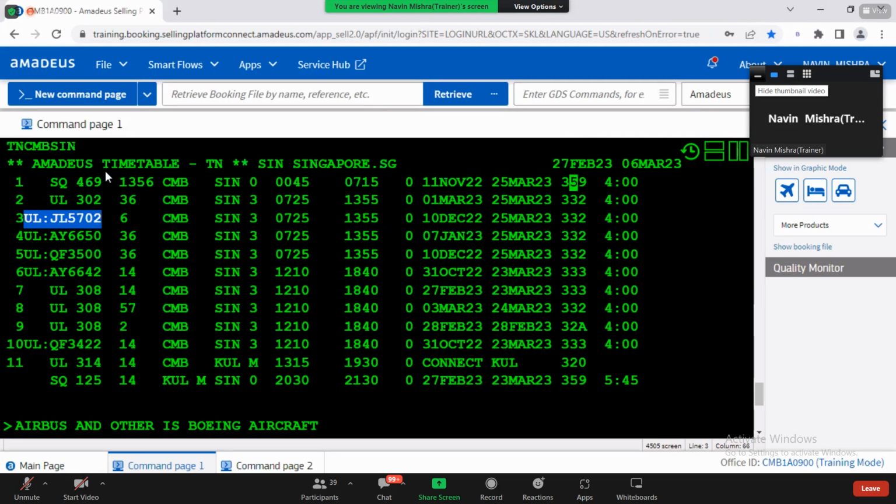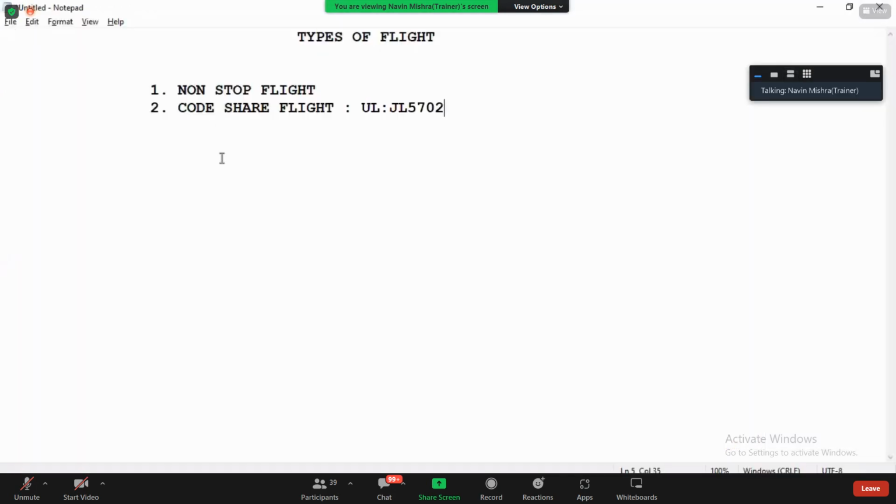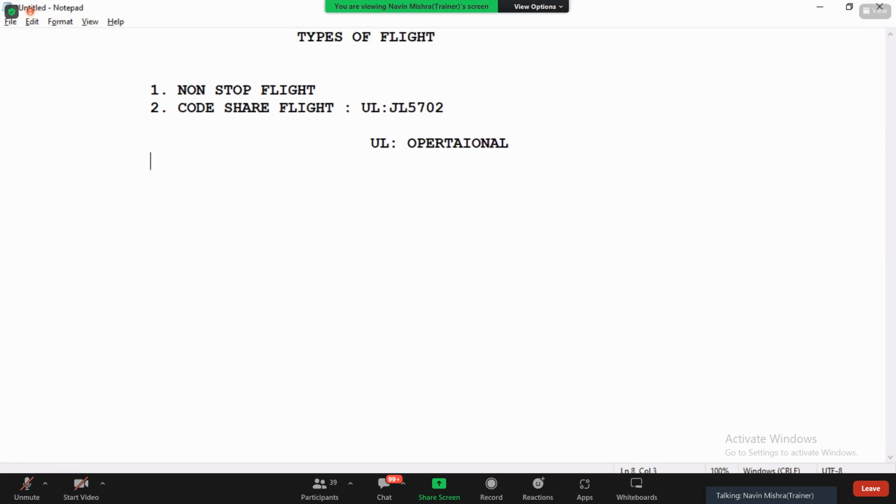Now I'm going to copy the same example and paste it here. UL is the operational airline. Operational means the passenger has to sit in that flight or that particular airline. And the second airline, JL, is the marketing airline, which means the passenger has to pay this airline. That means the payment and every detail, the ticket number, the ticket which the passenger gets, is for JL airline. Is that clear?